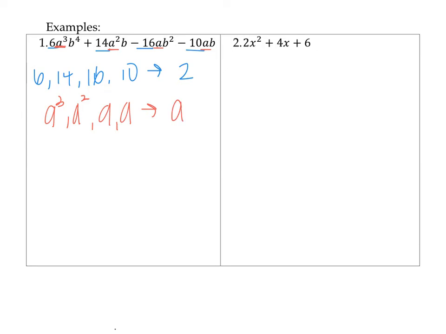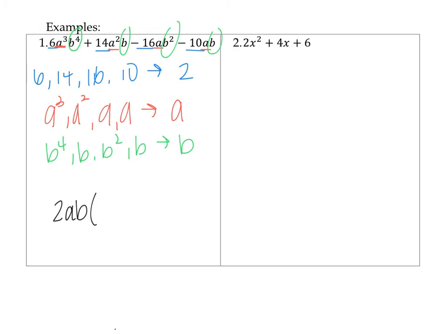And then last we've got our b's, so b to the 4th, b, b squared, and another b. So if we look at all of those pieces, what is the greatest common factor? What are they all divisible by? Well, they're all divisible by 1b. Okay, so now that is the component we're going to pull out onto the outside. So we're going to have 2ab on front, and then we'll have our parentheses.